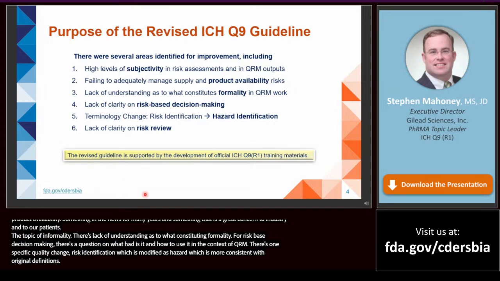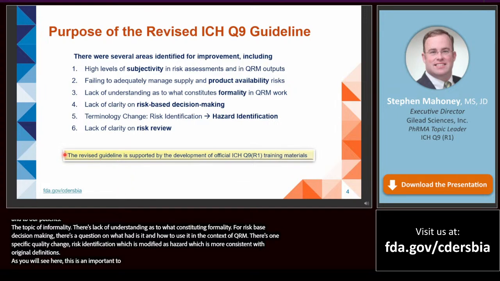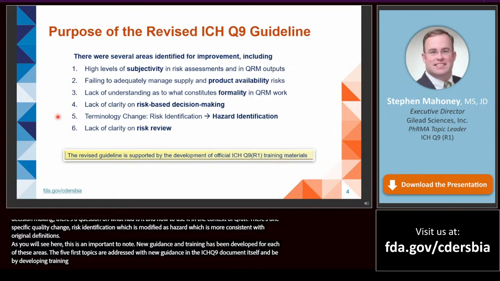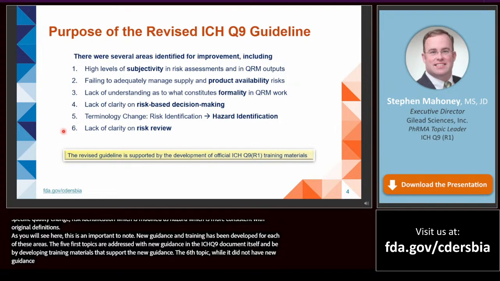As you'll see here, this is an important note. New guidance or training has been developed for each of these areas. The first 5 topics were addressed with new guidance in the ICH Q9 document itself and by developing training materials that support the new guidance. In the 6th topic, risk review, while it did not have any new guidance written for it in the guideline, new training material was developed for this topic.